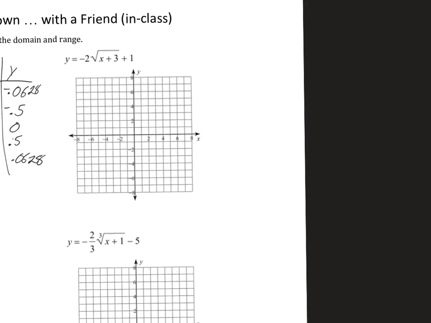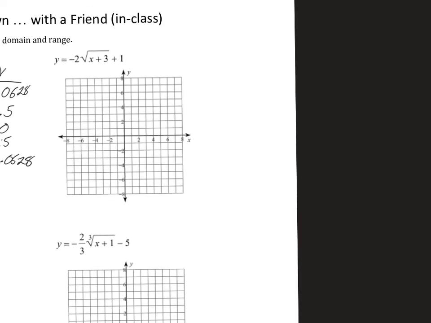Okay, I want you to go ahead and try the next one. So think about what shape it's going to make, and then I want you to go ahead and graph it. Then you are going to tell me what your domain and your range are.